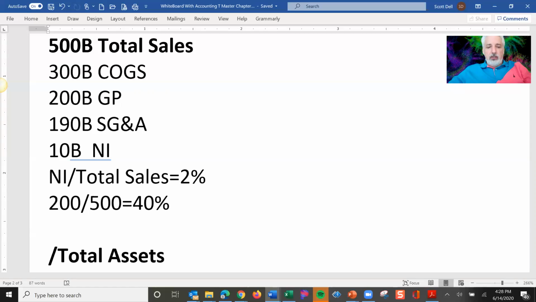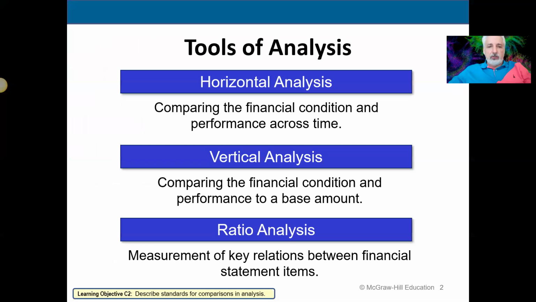So that's how we're differentiating between horizontal and vertical analysis. Again, horizontal, comparing the financial condition and performance across time, year to year, or over 3 years. Last year we went up 5%, and this year we went down 3%. That could be on net income, that could be on sales, it could be on gross profit, it could be on a multitude of line items. Our vertical analysis compares the financial condition and performance to a base amount. What did we say our balance sheet base amount was? Yep, total assets. We said our income statement base amount was total sales. Those are 100% numbers. Everything else is a percentage of those.